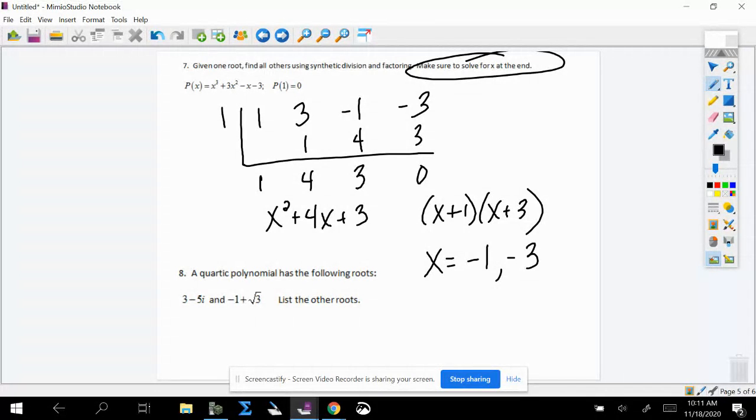So 3 minus 5i is a solution. That means its conjugate pair is 3 plus 5i. If -1 plus the square root of 3 is there, then -1 minus the square root of 3 is there. Again, we call these conjugate pairs. Anything with an i, anything with a square root will always have a partner solution. You always get 2 square root solutions. You always get 2 imaginary solutions. Anything that doesn't have that, so if your answer is just 1/2, that doesn't mean it has a partner solution. Anything with an i and anything with a square root does.